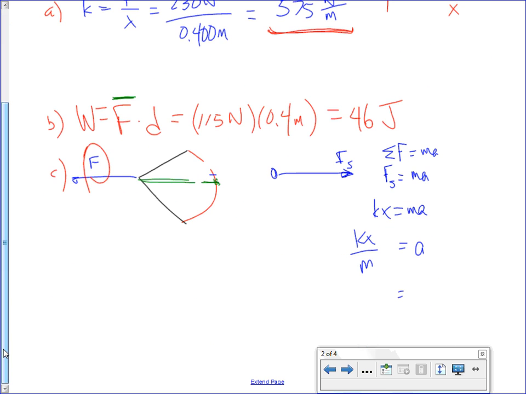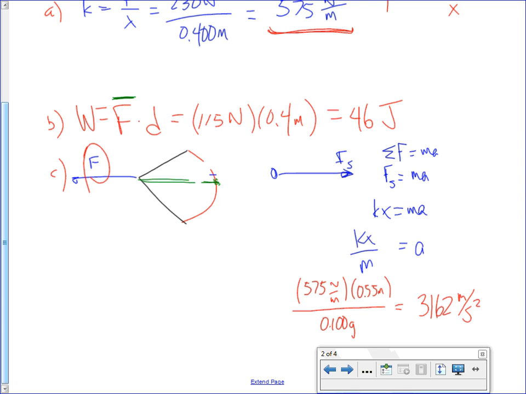So we stick with the 575 newtons per meter times this new distance we've pulled it back, divided by the 100 grams, but we've got to put it in kilograms. And, oh boy, I don't know what that is. 575 times 0.55 divided by 0.1. Whoa! 3,162 meters per second squared. Whew.